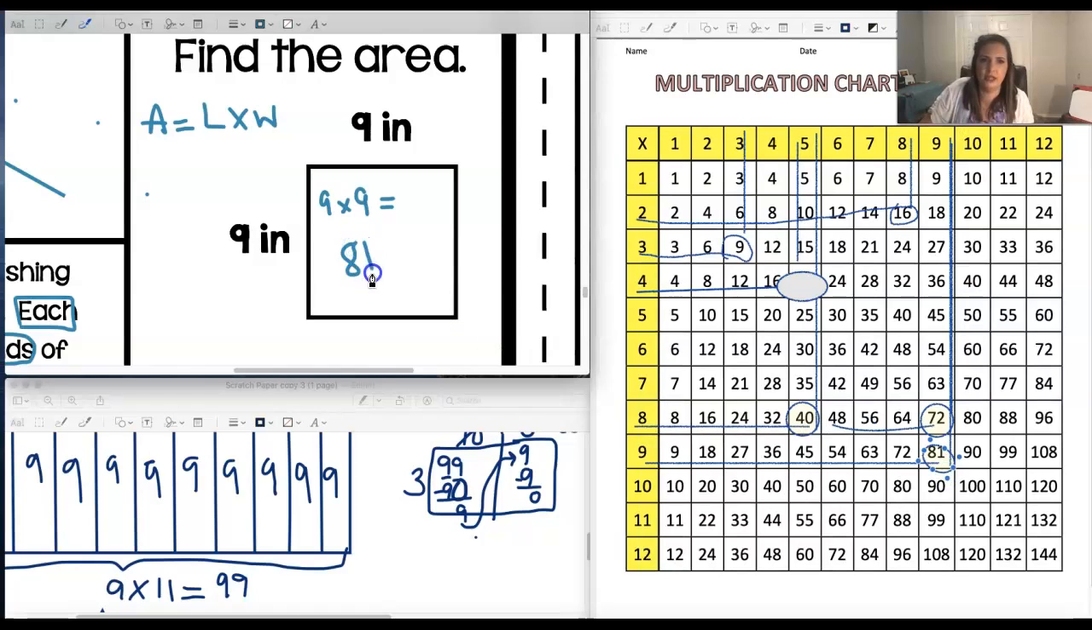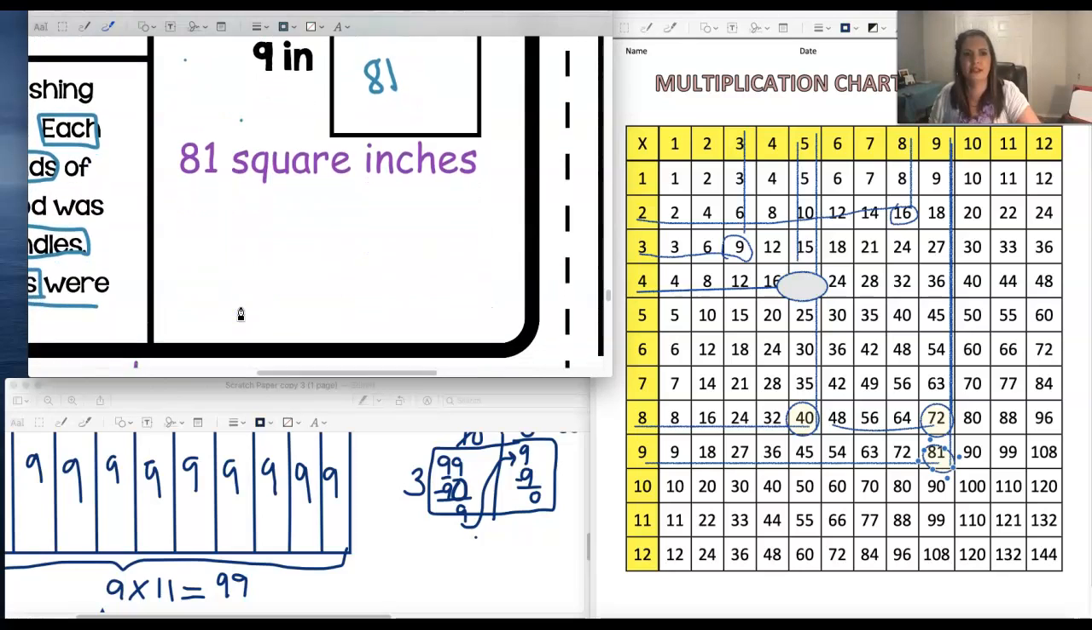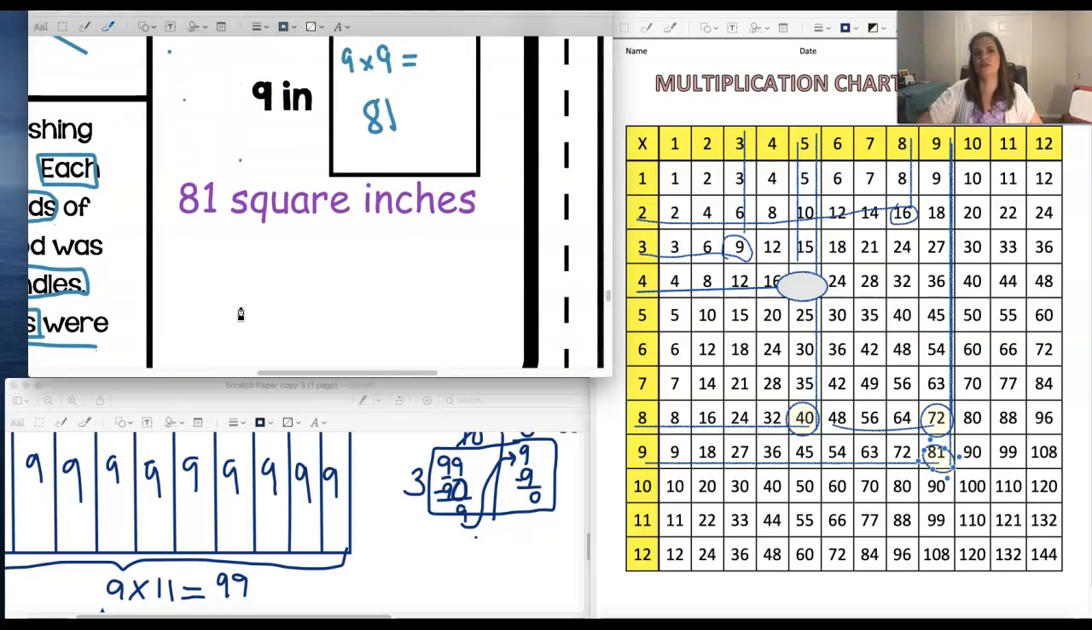Now, whenever I'm doing area, it's squared units though. So you have to write 81 square, and in this case they did tell me what the units are, so they are inches. 81 square inches.